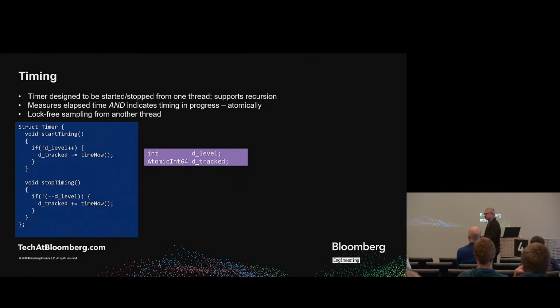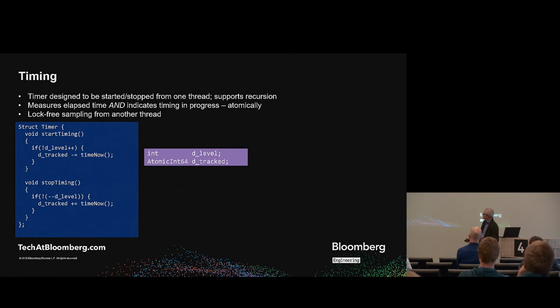Whether you're currently doing some work or not. So we have this simple data structure which just has a level which protects against recursion. So I can actually start timing the same kind of work recursively and stop it but only measure at the outer level. But also, I have this interesting way of actually subtracting time now from my tracked time when I start timing and adding it when I come back.